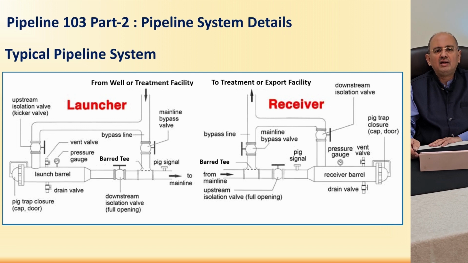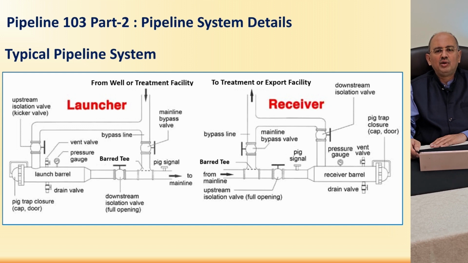It has mainly a launcher and receiver, which is called a pig or scraper launcher and scraper receiver. We will discuss it in detail later, but just to brief you, a pipeline is transporting fluids, and it is laid for very, very long distances. It needs to be maintained because through the fluids it is transporting, there could be some deposition of solid particles, or some deposition happening inside the pipe diameter, inside the pipeline.